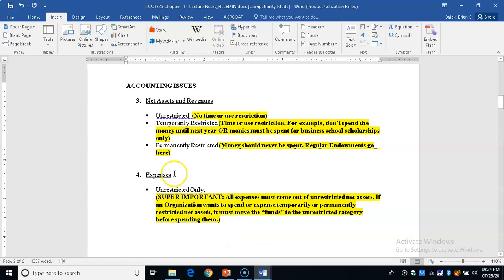Remember, whenever you have expenses, expenses always come out of the unrestricted category. Okay, so super important. All expenses must come out of the unrestricted net asset category. If an organization wants to spend or expense temporarily or permanently restricted net assets, it has to move the money into the unrestricted category before it spends it. So we'll see an example of how that works in just a moment.